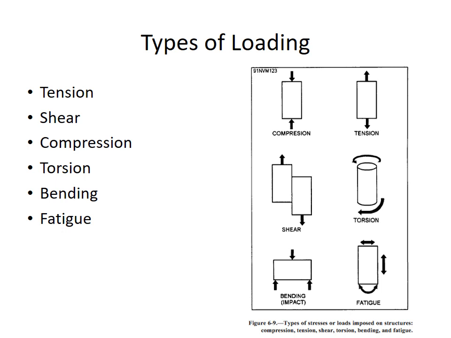Shear is like cutting something with a pair of scissors. Two forces acting parallel, but not in the same line like they would be in tension. Torsion is twisting. Two forces moving in opposite directions on the same body would be torsion. Bending, and then fatigue.